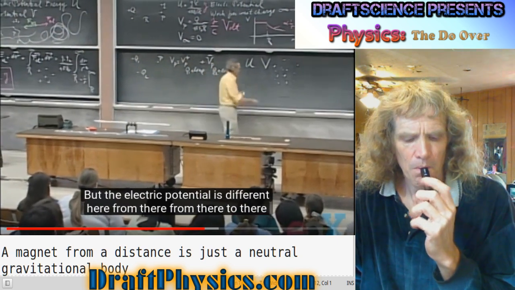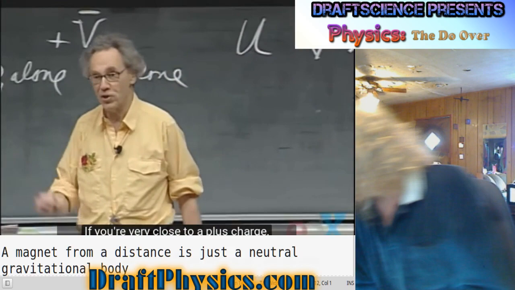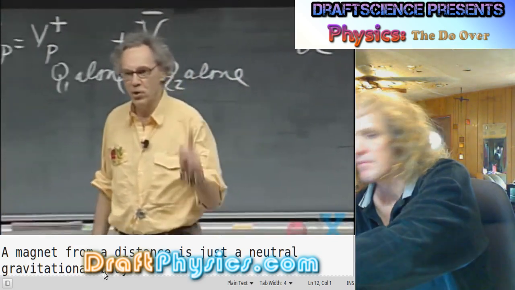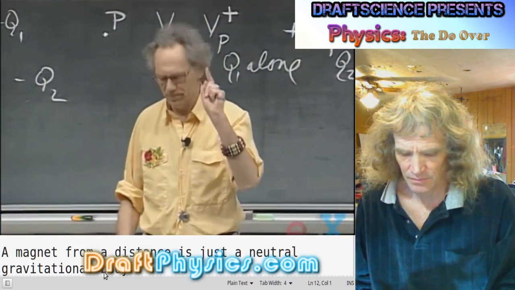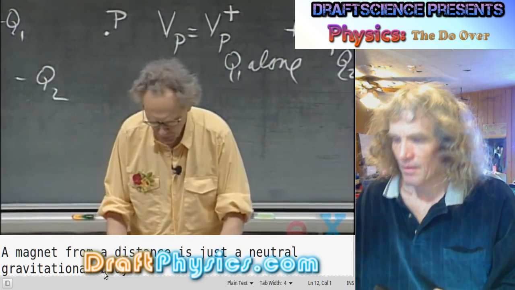But the electric potential is different here, from there to there, to there, to there. If you're very close to a plus charge, you can be sure that the potential is positive. If you're very close to a negative charge, you can be sure that the potential is negative. But U has only one number, only one value. They're both scalars. Don't confuse one with the other.